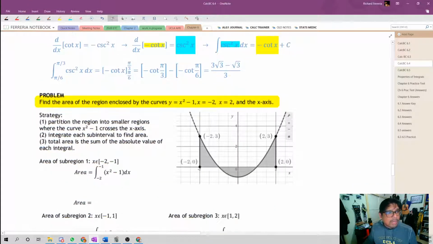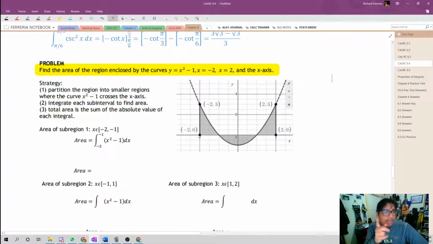For the next problem, we're going to find the area of the region enclosed by the curves y equals x squared minus 1, x equals -2, and x equals 2, and the x-axis. So looking at the graph that we have here, we've got some regions where the area is above the axis, some where the area is below the axis. So if we're trying to find area, we're going to have to take into account that part of our integral is going to evaluate to be negative.